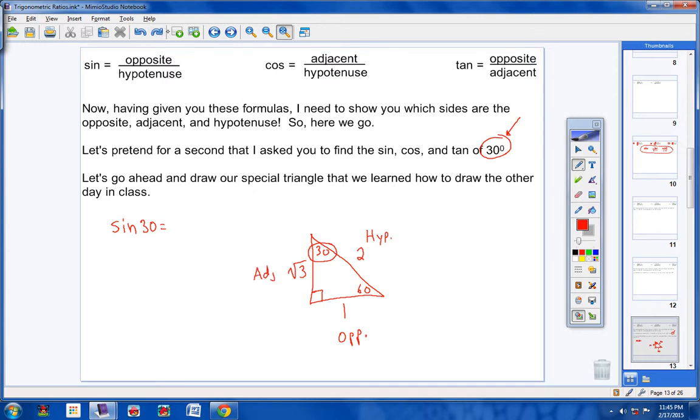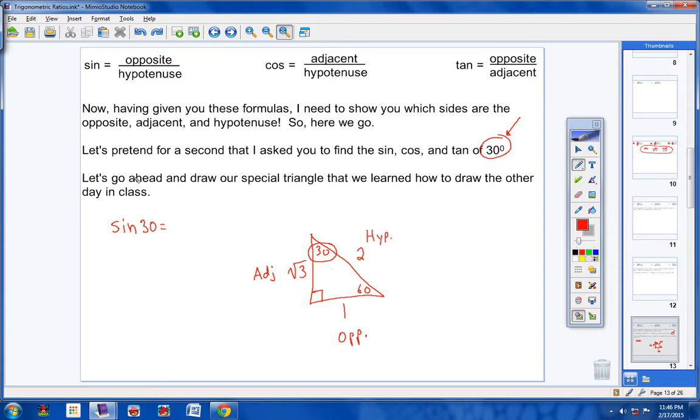Now you're thinking, Mr. Earhart, what if you asked us to find the sine, cosine, and tangent of 60? Then these names would move around, you're right. If I would have asked you to find the sine of 60, you go straight across, and now this is your opposite side, and this is your adjacent side. That's why it's so important you circle the angle that we're dealing with. So we're dealing with the sine, cosine, and tangent of what angle? 30. So circle it so you don't forget that, and then go straight across, and that's your opposite side. Then label your hypotenuse and label your adjacent side.